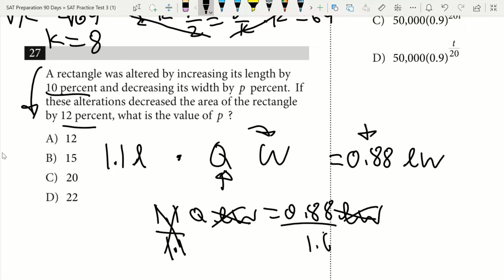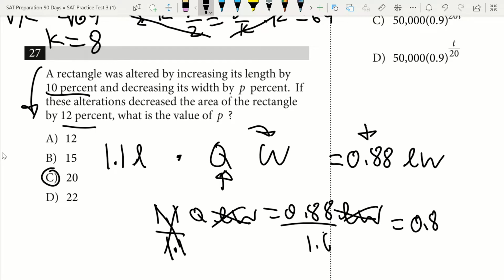Now I plug this in my calculator. I'll go ahead and plug it in real quick. 0.88 divided by 1.1. I see that that's going to give me 0.8, right? So Q is going to equal 0.8. Okay, now that means that I have a 20% decrease, right? So my correct answer there is going to be C for 27.